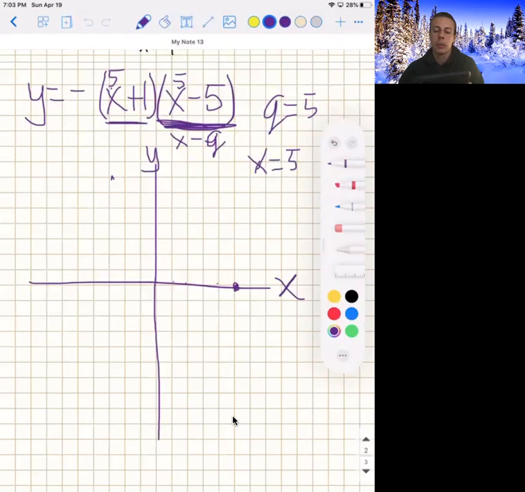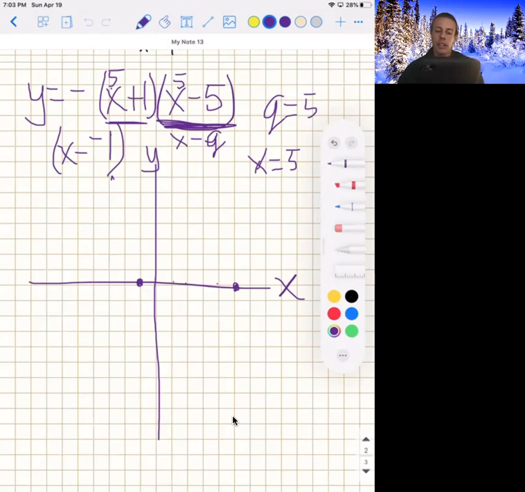With the first set of parentheses, it's not in x minus form, but if we wrote it as x minus negative 1, it says the exact same thing. So we must have an intercept over here at negative 1. So that's how we found our x-intercepts.